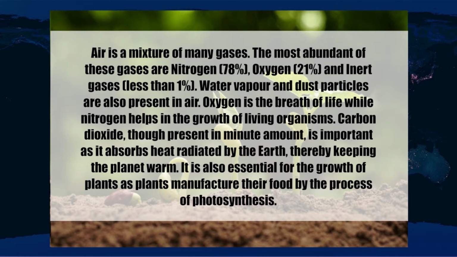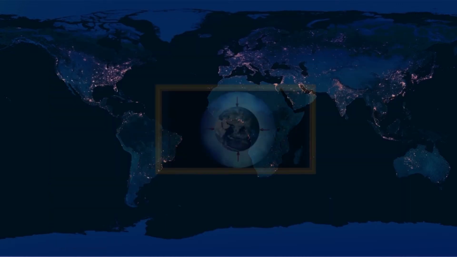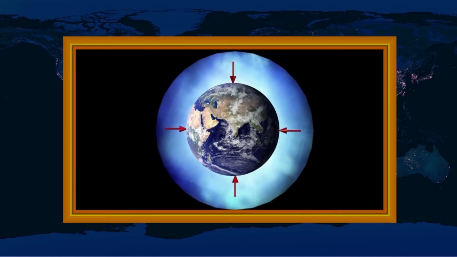Carbon dioxide, though present in minute amounts, is important as it absorbs heat radiated by the Earth, thereby keeping the planet warm. It is also essential for the growth of plants, as plants manufacture their food by the process of photosynthesis. Air has weight and exerts pressure on the Earth's surface, but we do not feel this pressure because it is balanced by the pressure inside our bodies.